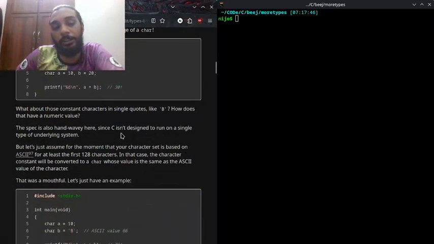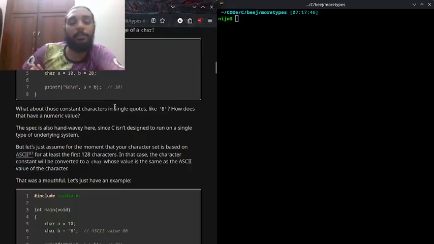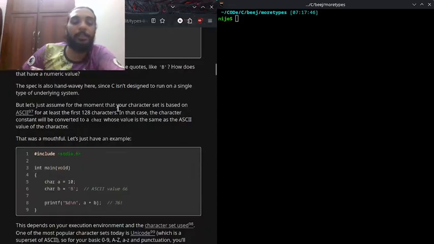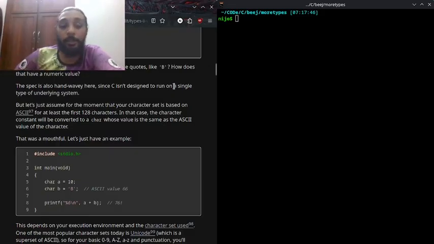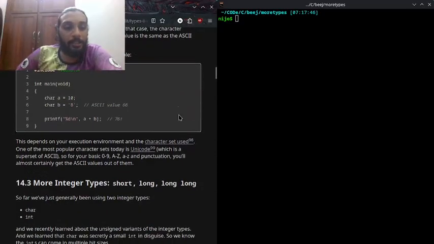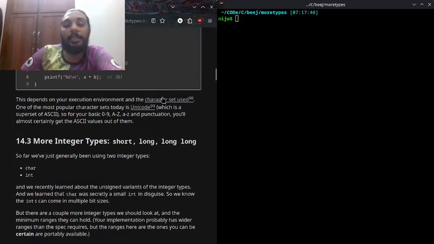What about those constant characters in single quotes, like 'b'? How does that have a numerical value? The spec is also handy here, since C isn't designed to run on a single type of underlying system. But let's just assume for the moment that your character set is based on ASCII for at least the first 128 characters. In that case, the character constant will be converted to a char whose value is the same as the ASCII value of the character. That was a mouthful. Let's just have an example: char a equals 10, char b equals 'B', that is ASCII value 66, and that is 76. This depends on your execution environment and the character set used.